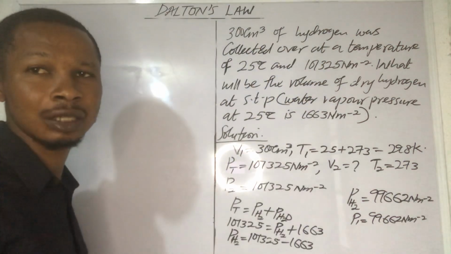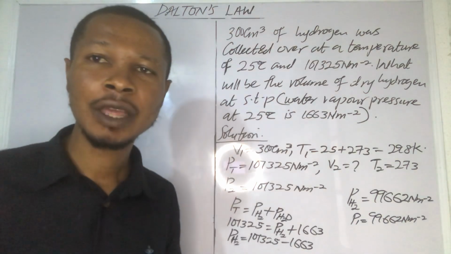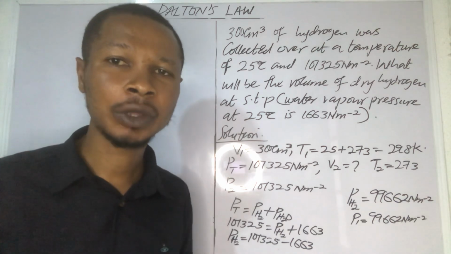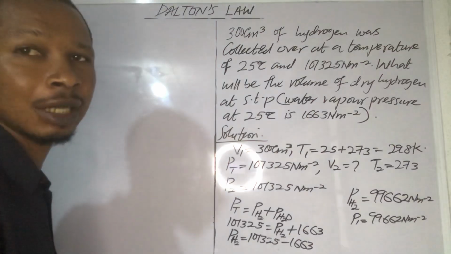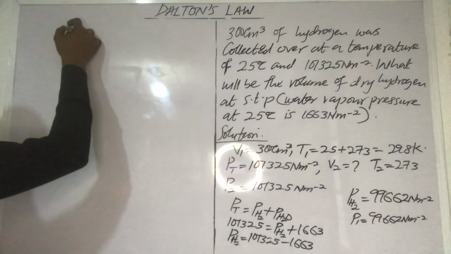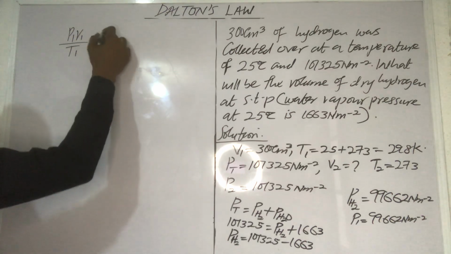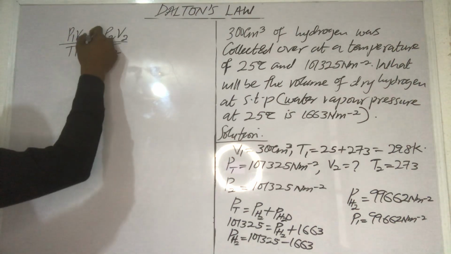So anytime a gas is collected over water, that's one importance of Dalton's law of partial pressure: it is for correction of gases that are collected over water. Then I substitute all these givens to get my V2 in my general gas equation, P1 V1 over T1 is equal to P2 V2 over T2.